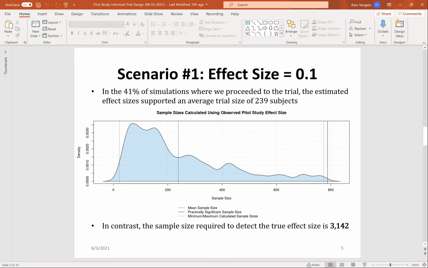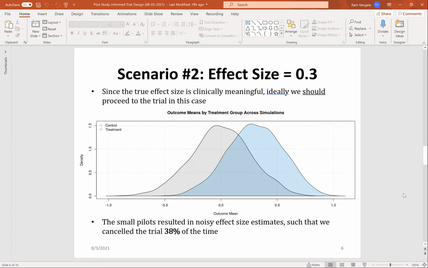Now we're going to consider scenario two, where it's 0.3. So this is a case where we have a clinically meaningful treatment effect.